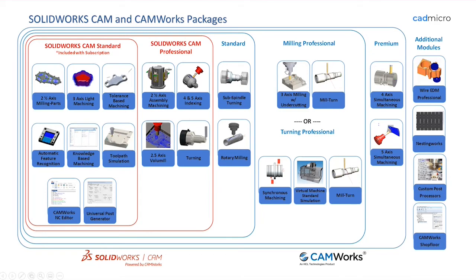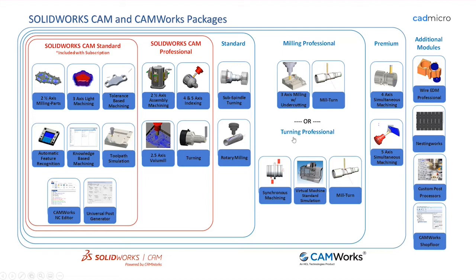So this has full 3-axis toolpath capabilities. There are some light machining toolpaths inside of the standard. So there's a couple different toolpaths in here. This one, you get the full package. So this has 3-axis milling with undercutting, as well as the ability to program mill turn machines.